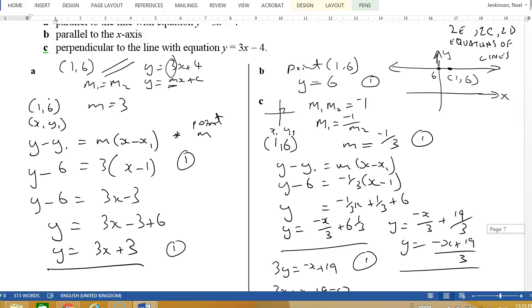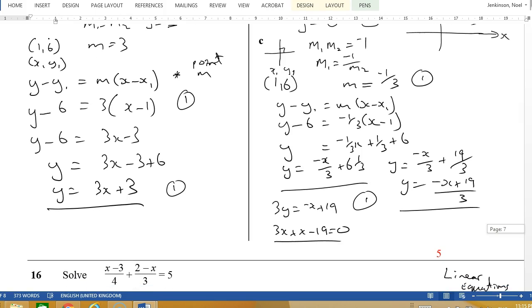It doesn't matter which format it's in. Perhaps that one there, negative x on 3 plus 9 on 3, looks nice and neat. That's okay as well. Doesn't really matter. There's your 5 marks.